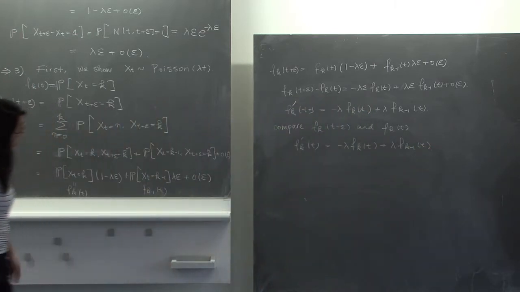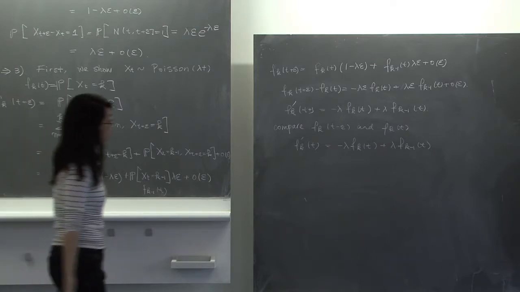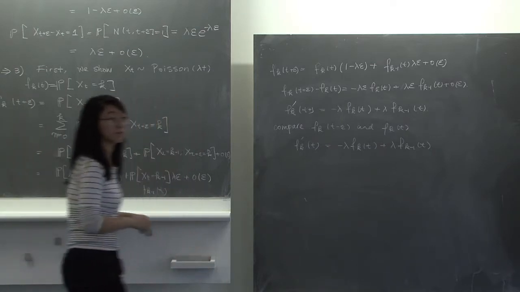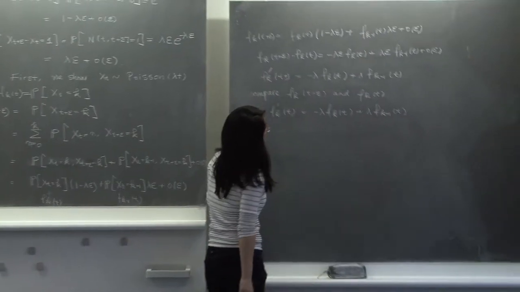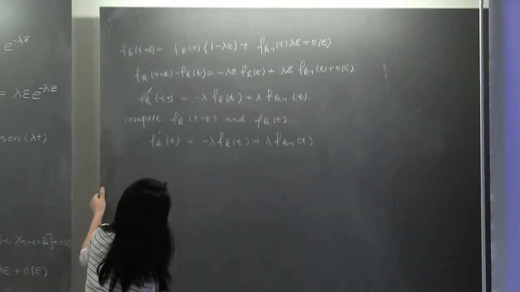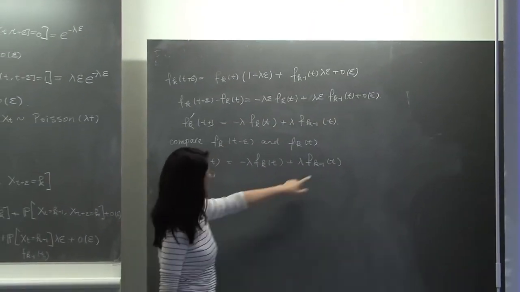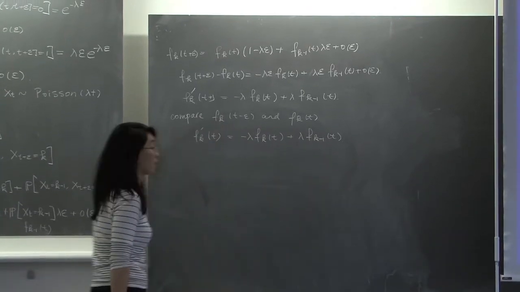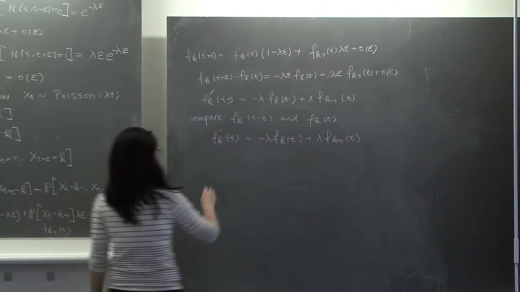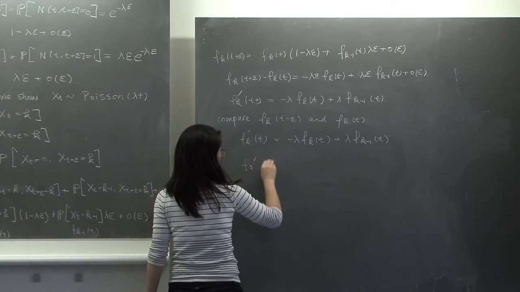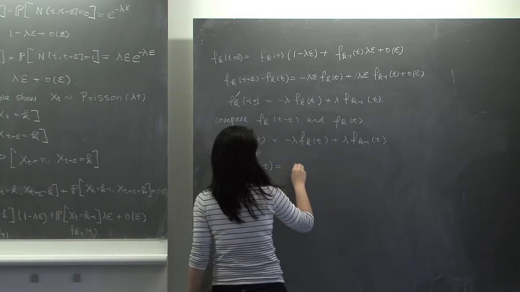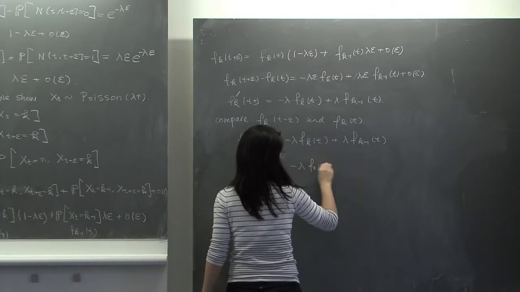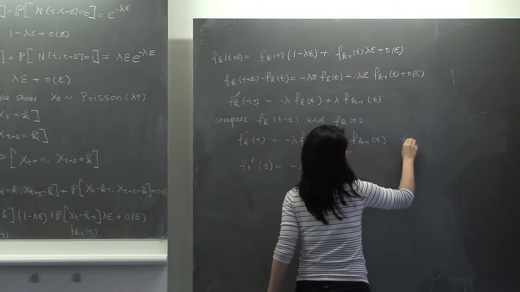Okay, so we are in good shape because now we have an ODE, and the next step is to solve the sequence of equations. But we can't solve it directly because there's another function, f_{k-1}. So we have to start from f_0. So what happens to f_0? A similar calculation will tell us f_0'(t) equals minus lambda f_0(t). So this is for k greater than or equal to 1.